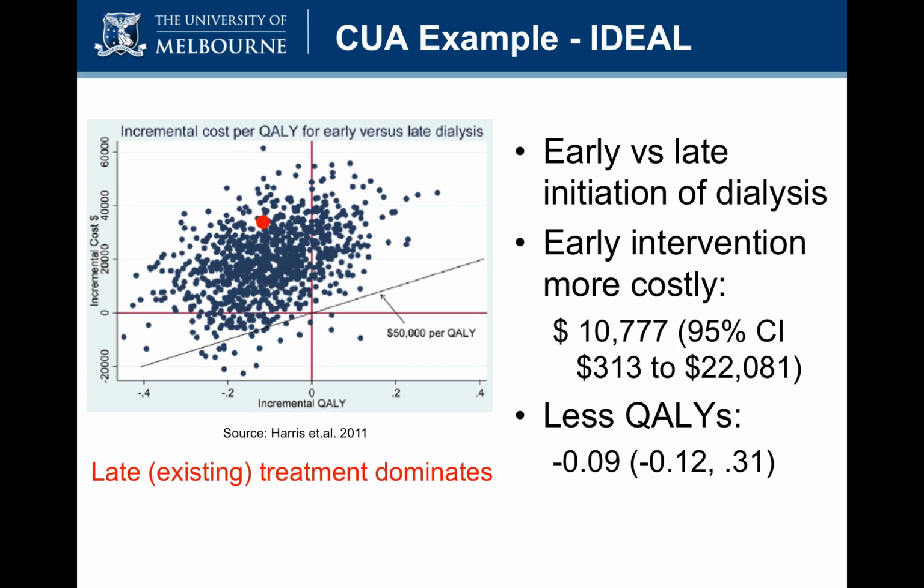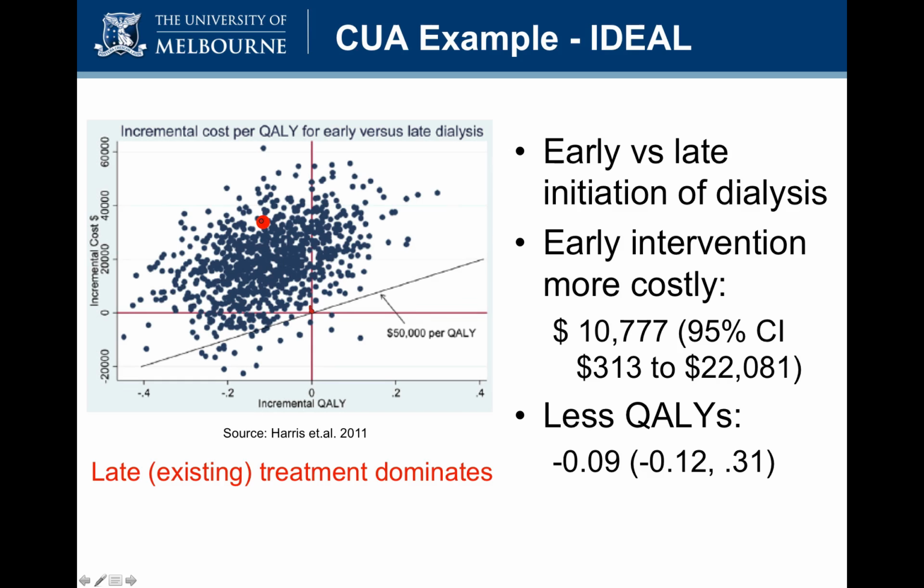So to give you a final example, this slide is taken from a recent large trial called the IDEAL study, which was looking at early versus late initiation of dialysis. This figure is taken from a publication by Harris et al. And as you can see, what it includes is the standard cost effectiveness plane. But importantly here, where we are on the plane, that would be the late use of dialysis, and this is the early in comparison.